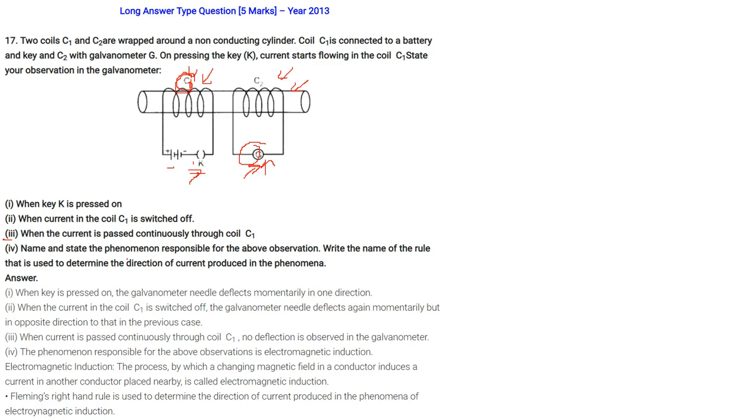Then name and state the phenomenon responsible for the above observation, and write the name of the rule used to determine the direction of the current produced. The phenomenon responsible for these observations is electromagnetic induction. It is the process by which a changing magnetic field in a conductor induces a current in another conductor placed nearby. Fleming's right hand rule is used to determine the direction of current produced in electromagnetic induction.